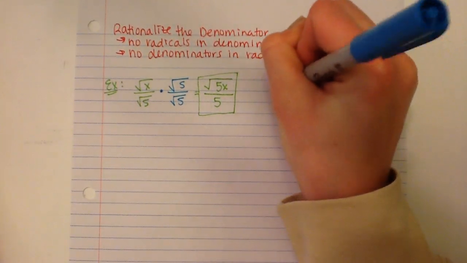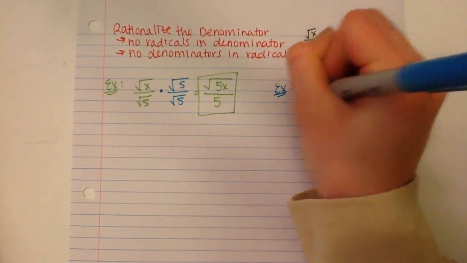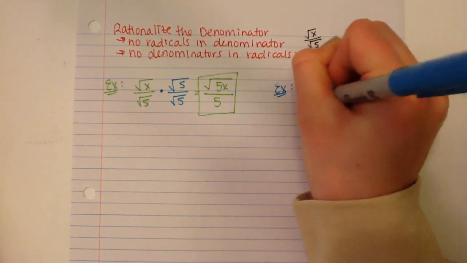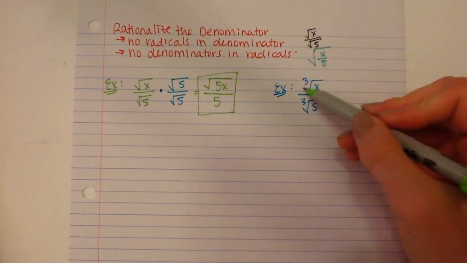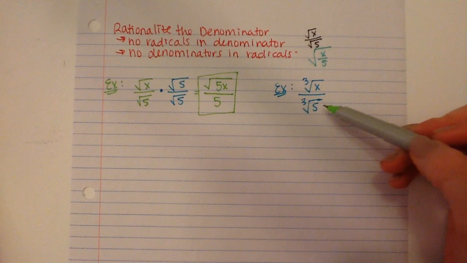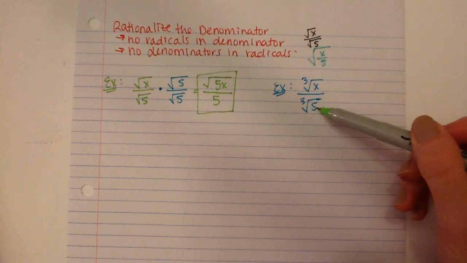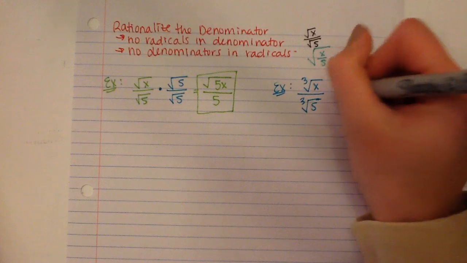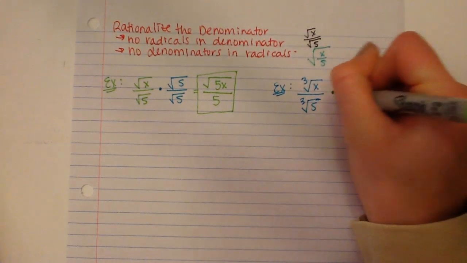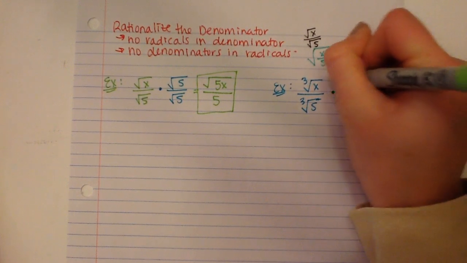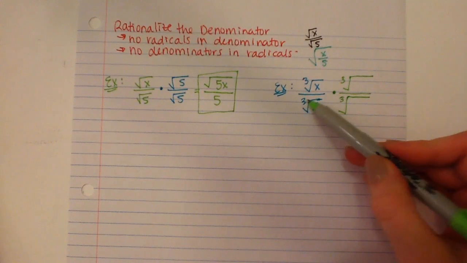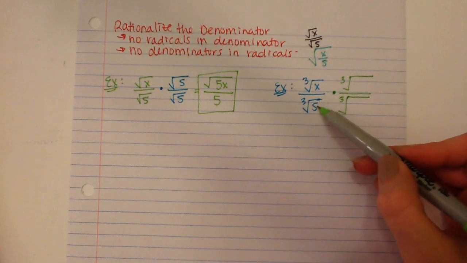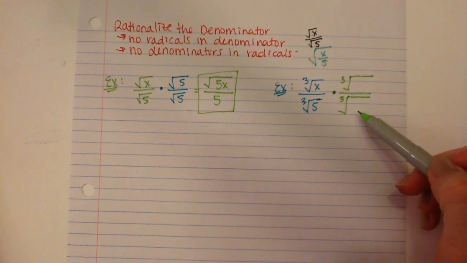Let's do another. So we have the cube root of x over the cube root of 5. This one's a little bit different because our index here is 3. In order to rationalize the denominator, we have a radical in the denominator which we don't want. So we're going to have to multiply both the numerator and the denominator by the cube root of something. Well, if our index is 3, that means we're going to want three 5s. So we're going to want 5 to the third power in order for them to cancel out.